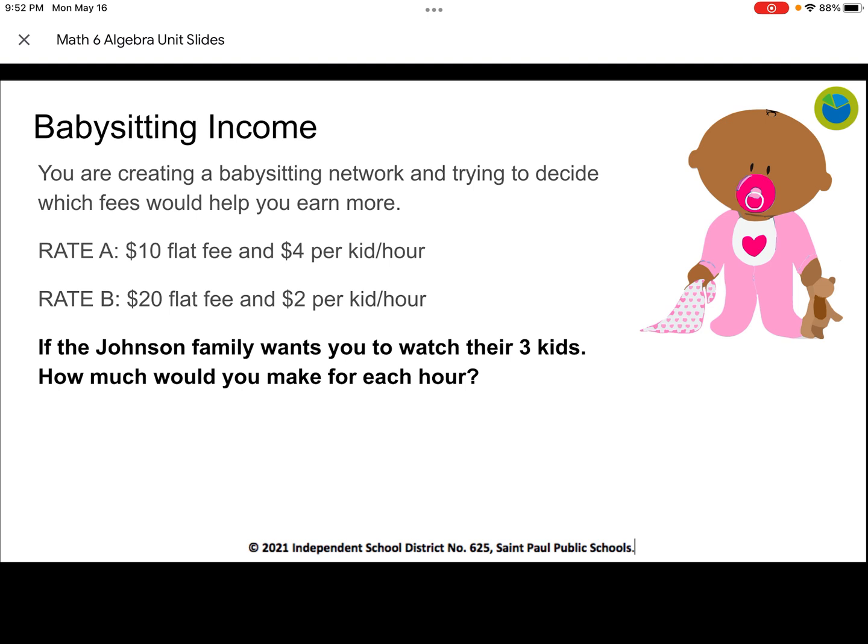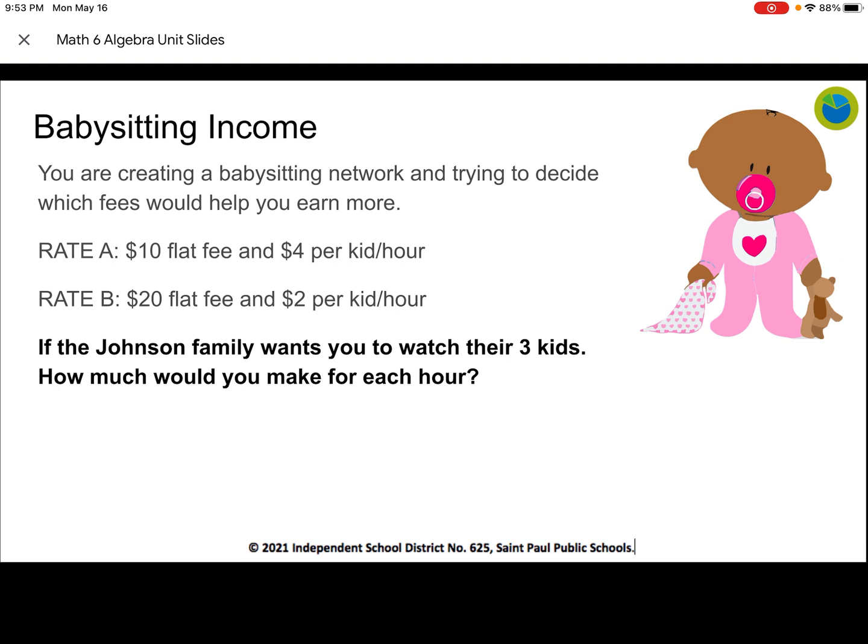All right, so here is your task. I want you to do babysitting income. You're creating a babysitting network and trying to decide which fees would help you earn more. This is kind of like the taxi thing that we did yesterday. You have rate A, $10 and then $4 per kid per hour. So the more kids you have, the more you have to pay, which seems fair. Or rate B, $20 flat fee and $2 per kid per hour. The Johnson family wants you to watch their 3 kids. How much would you make for each hour?